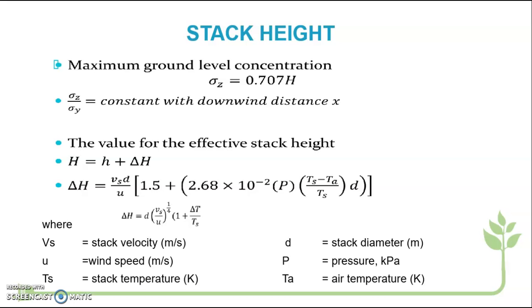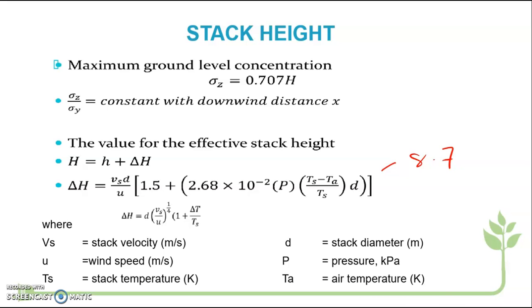So how to calculate the stack height? Given maximum ground level concentration, this is the equation. Sigma z is 0.707 times H, where H is your effective stack height. This is the equation in your textbook, page 506 to 507, you may refer to equation 8.7. Given to you the wind speed, stack velocity. So this is different from concentration. The earlier was to calculate the concentration of your pollutants. Now it is to calculate your stack height.